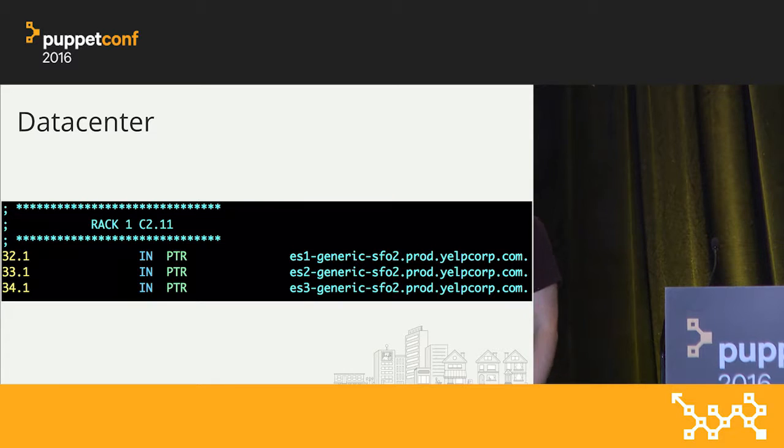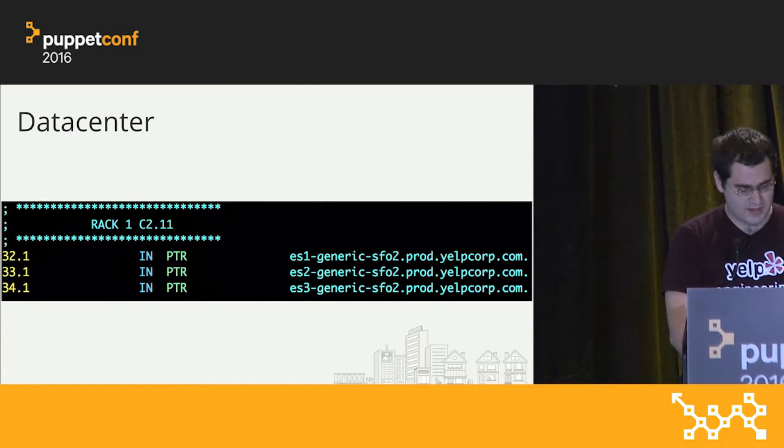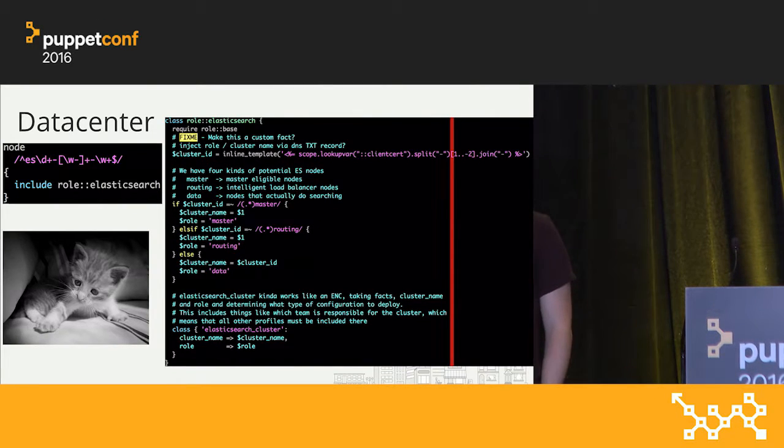With data centers, we just use the standard DNS, a little bind config. We have Elasticsearch nodes, and then we have a node rule. And I mean, this does work. This did work for a little while. But honestly, this is a little sad kitten, right?